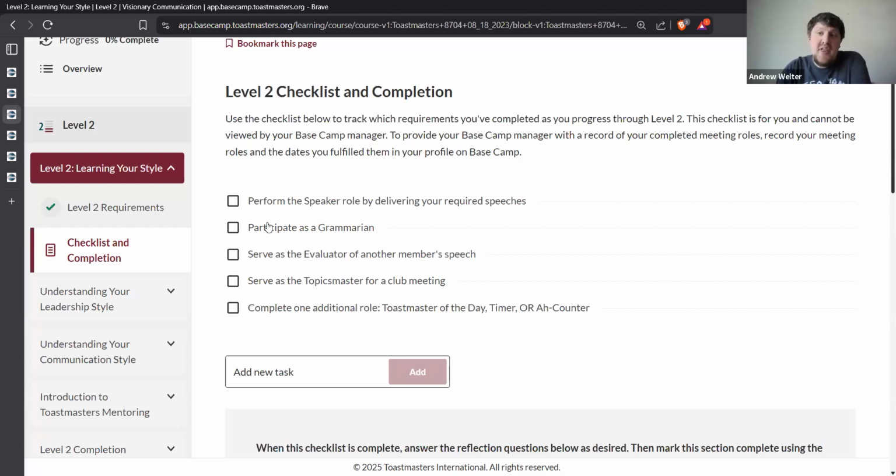Now, I think part of the reason for this also is for newer members not to overwhelm them as much. That way, they're not being, you know, a table topics master in their third meeting. It's to try to let it breathe, let them absorb the roles a little bit more. Now, it's not saying that they can't do it. It's just saying that you have to do it in this level.